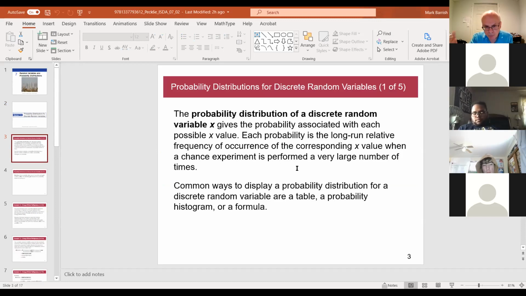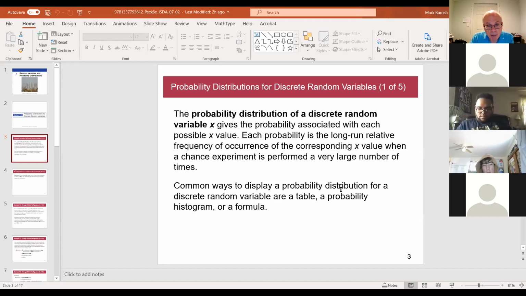In other words, let's say we do a survey of 1,000 people, and we ask them a question like, do you plan to attend college? And we find out of those 1,000 people that 600 of them say yes, then 0.6 or 60% would be the long-run relative frequency. We can use that as an estimate for the whole population. That's really what they're saying here.